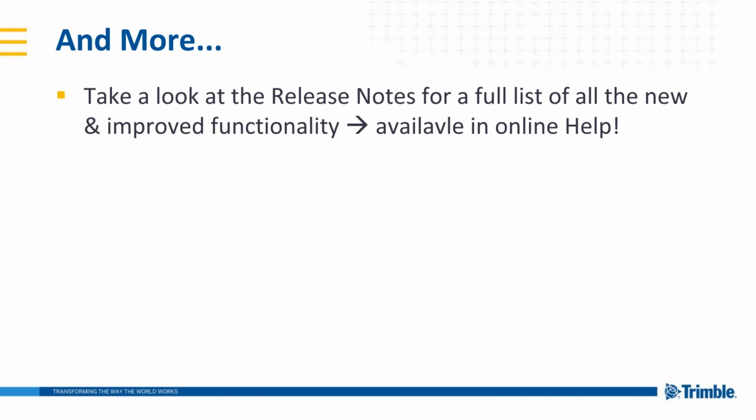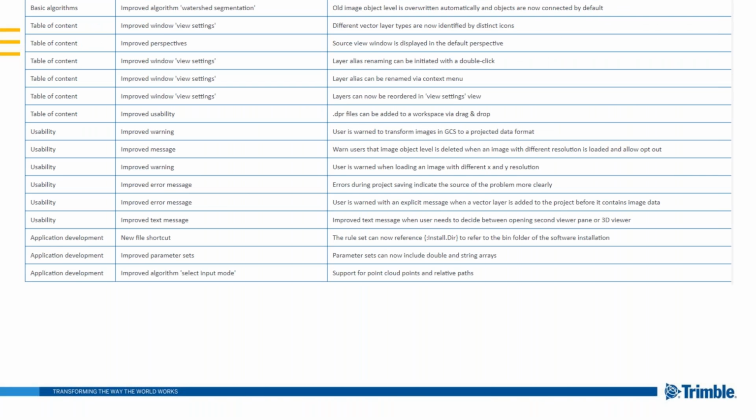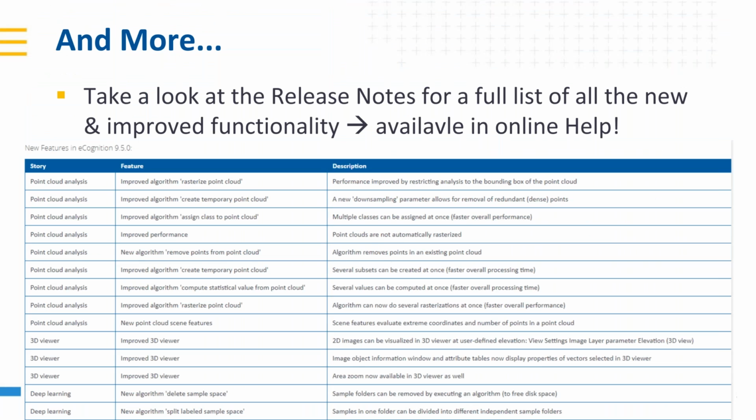That's not all we've done. There is more, so please take a look at the release notes. You'll get a wonderful overview of all the new features, improvements that have been added to version 9.5. This release note document is available directly through the help menu within Developer. Just go to help, online documentation, and you'll be able to jump right to these release notes. And I recommend taking a look at this so you can quickly get up to speed to see how certain algorithms have improved or have changed going from version 9.4 to version 9.5.